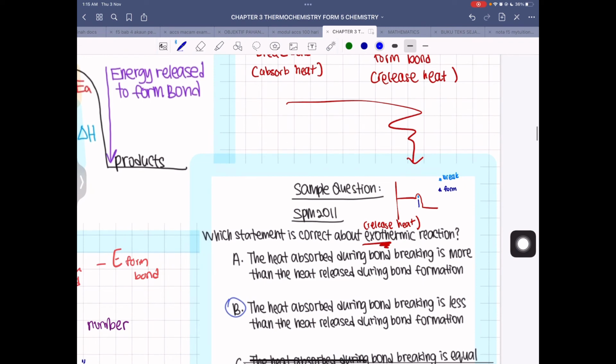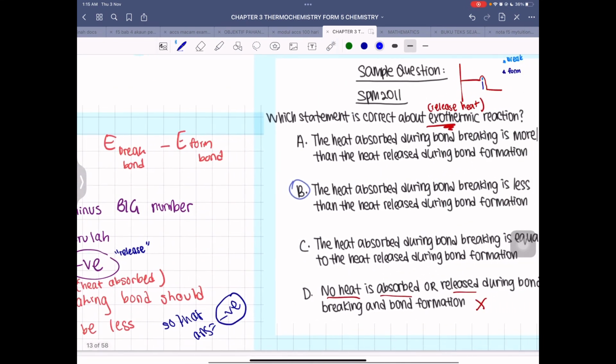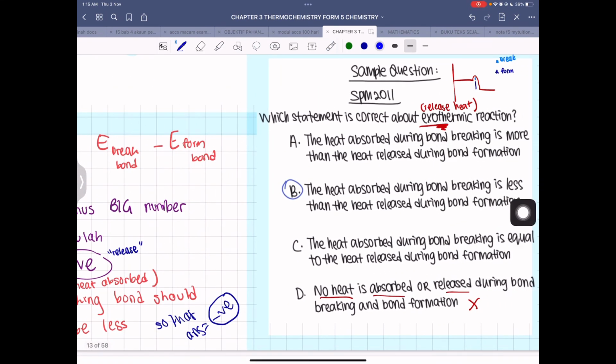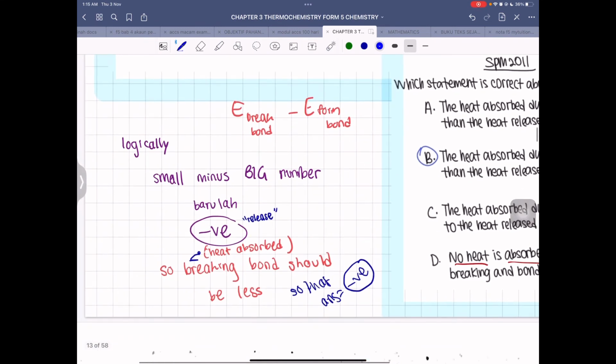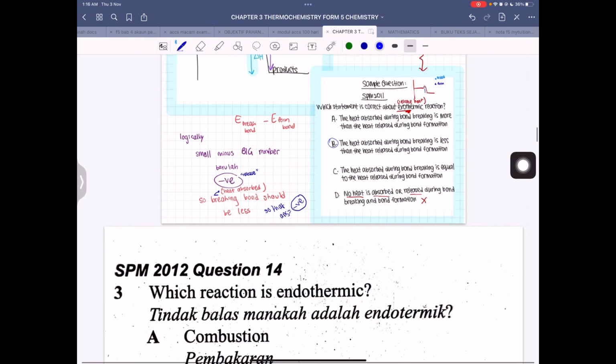Okay, tapi kalau tak nak guna visualization method and you just use the logic maths method. So, bila exothermic, dia kena lah negative, right? Bila negative, dia kena small number minus big number, right? And bila dia small number and big number, meaning to say that the energy to break the bond is way smaller than the energy to form the bond. So that, I mean, that's the logic of it. So then you know it's B.